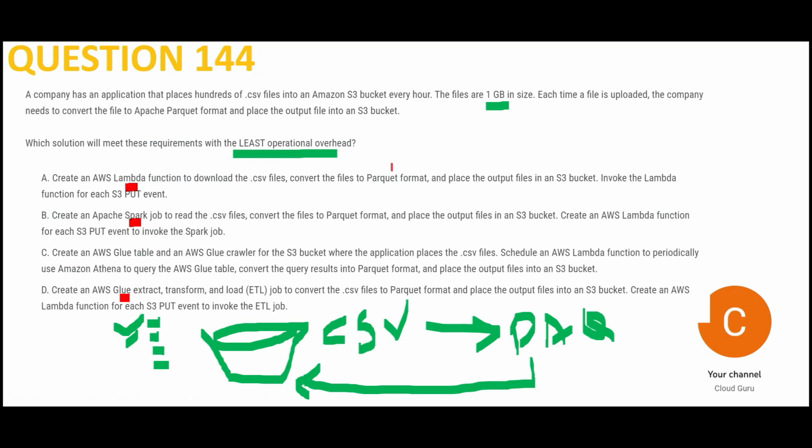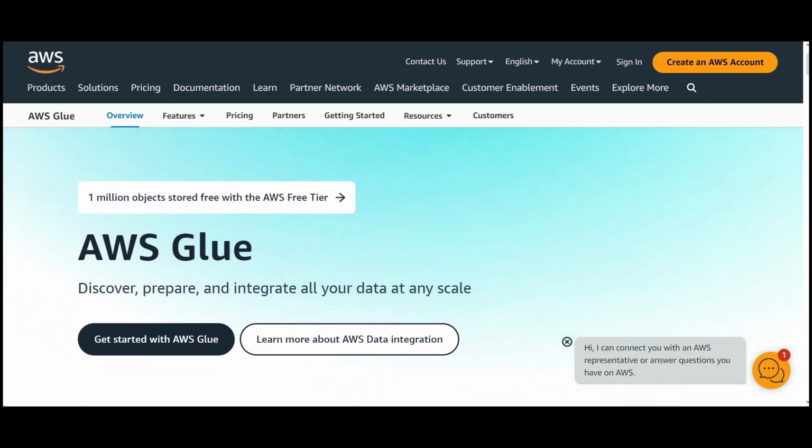So we will mark this wrong, and then they are telling Apache Spark. See, we need the least operational overhead. Spark is not the least operational overhead. It is a lot of overhead to put up a Spark cluster to do this job. Will it work? Yeah, it will work, but it is not the least operational overhead. Very expensive also. We should use Glue. It is meant for data integration and these kinds of conversions. You can discover, prepare. So when we are doing CSV to Parquet, we are actually preparing.